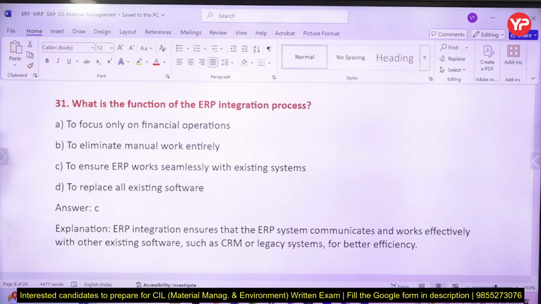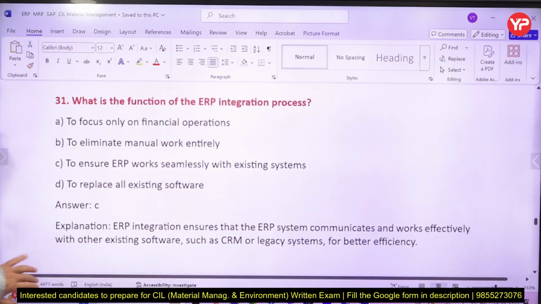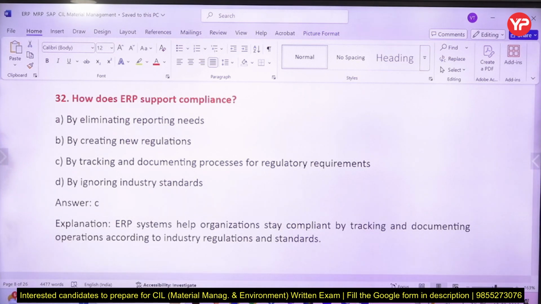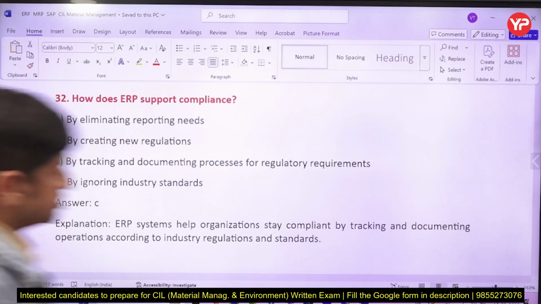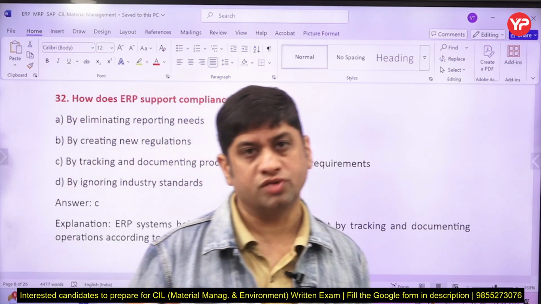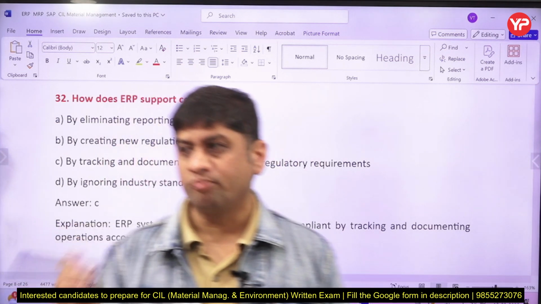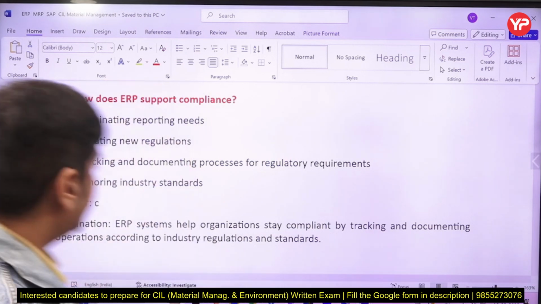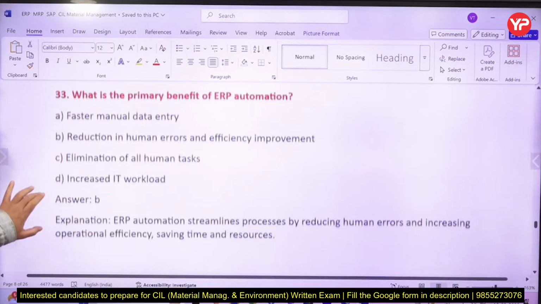That means ERP works seamlessly with existing systems. How does ERP support the compliance? By tracking and documenting processes for regulatory requirements. Organization is to comply with the tracking and documenting operations. There are certain regulations and standards, and ERP adapts to that. Whatever organization is to comply, whatever organization is to accept the standards and the procedure which are well defined, organizations is to follow that.